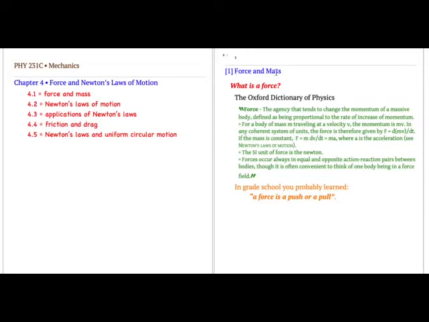So we start with force and mass. First of all, these words have meanings in everyday life, but in physics they have to have more technical meanings. So what is a force? Well, we could look it up in the Oxford Dictionary of Physics, and here's what it says. Force, the definition of force. The agency that tends to change the momentum of a massive body, defined as the rate of increase of momentum.